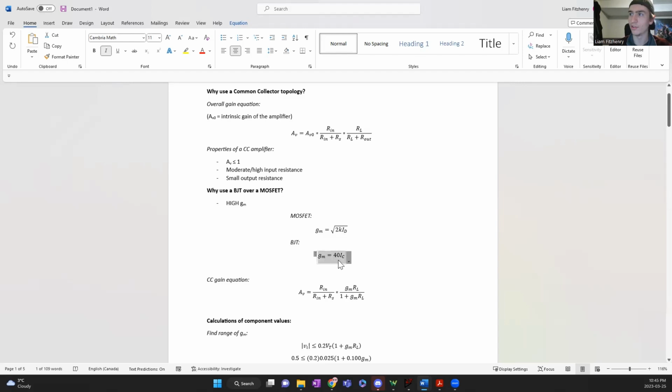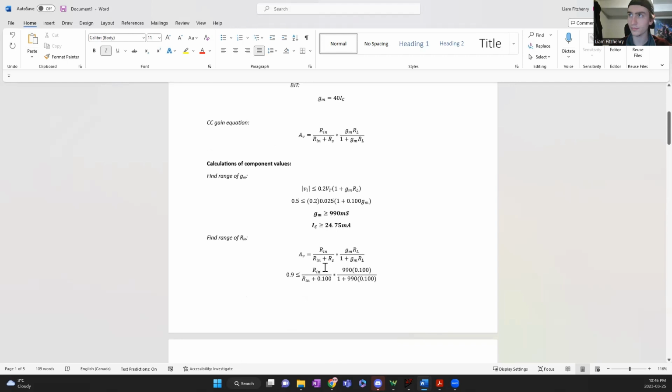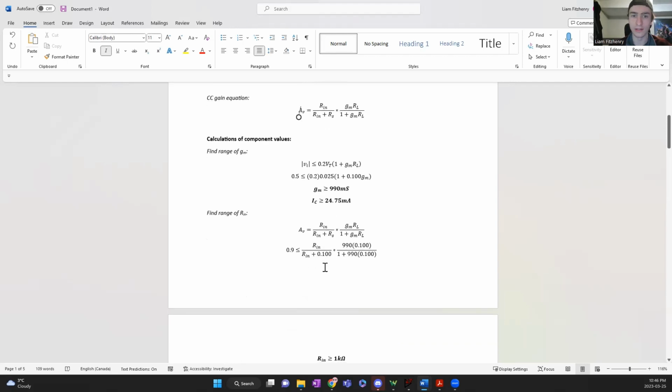So I went with a BJT because in general it's going to have a much higher GM value. Okay, so I've decided that I'm going to use a common collector amplifier with a BJT, but I don't have any values for my resistances. All I have is for source and load.